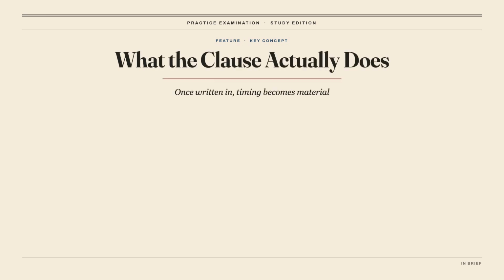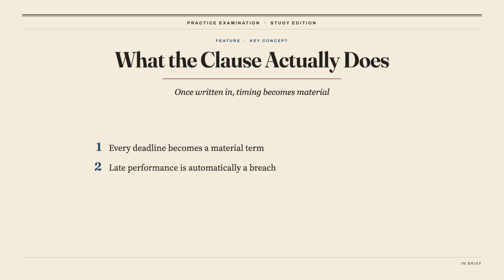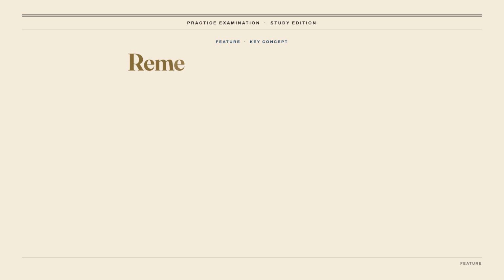The clause converts every stated deadline into a material term. So a party who performs late has breached, whether the delay was 3 days or 30, and whether or not it caused any damage. It binds both sides equally, and neither party has to prove the delay actually hurt them, because materiality is baked in.